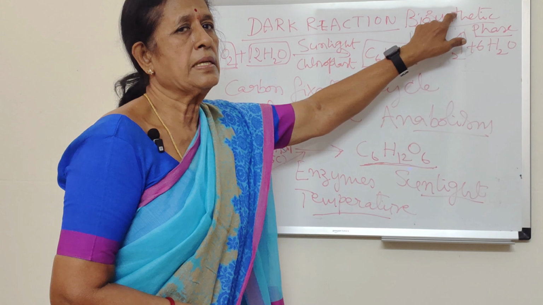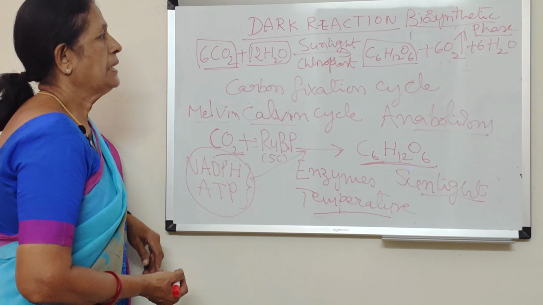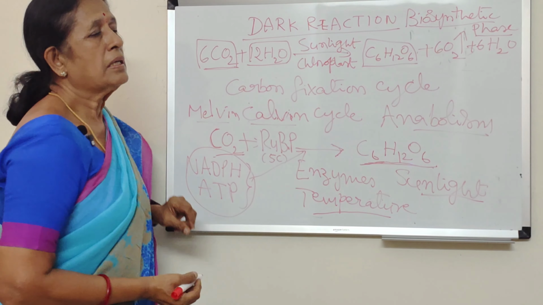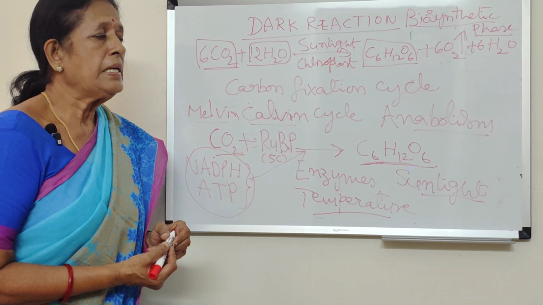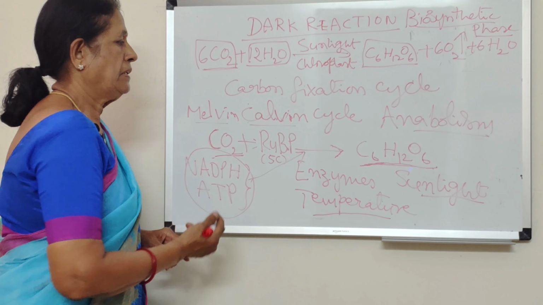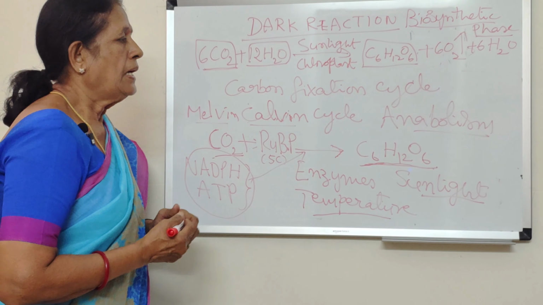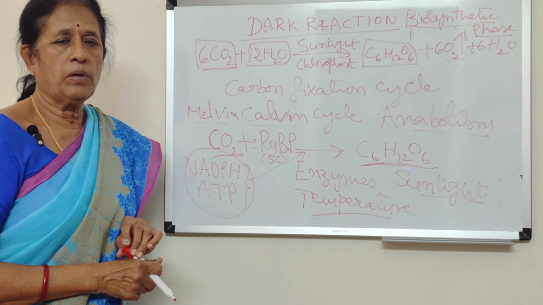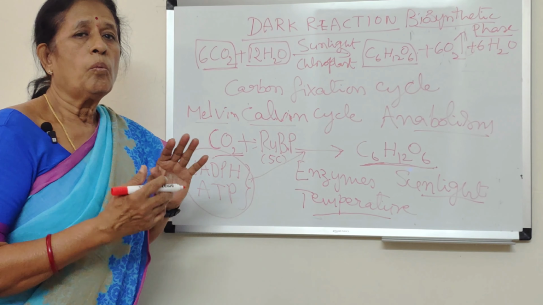So the food is synthesized in the living organisms. The food is synthesized in the biosynthetic reaction. It is called a dark reaction because light is not required. It is independent of light. So this is how glucose is synthesized, and this glucose is soluble in water. This glucose is transported through the phloem vessels.